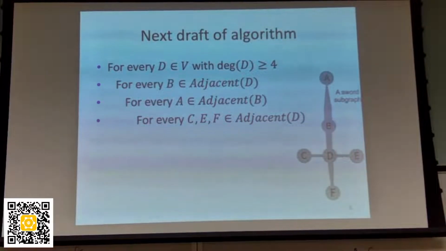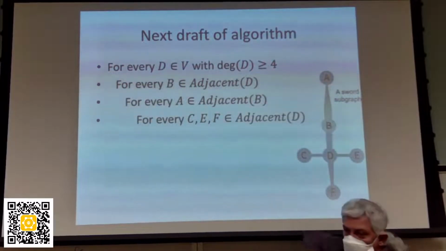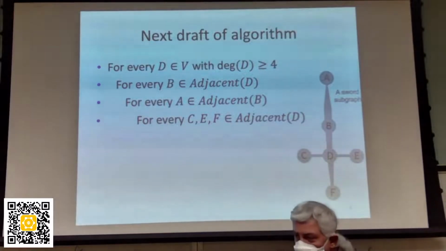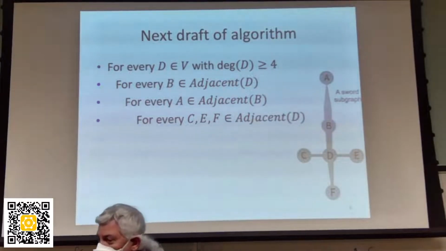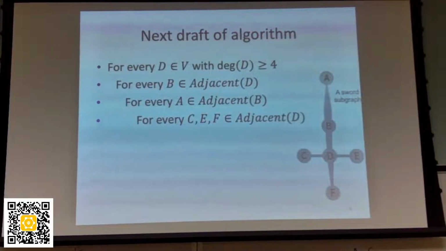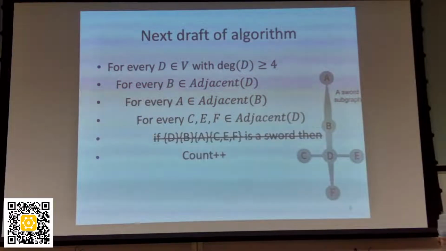That took care of this edge. A is adjacent to B, that took care of that edge. And these 3 are adjacent to D, so it's already a sword. What more is there to check? Do you believe that? That's a sword. So I don't have to check anything, and I can simply say count.